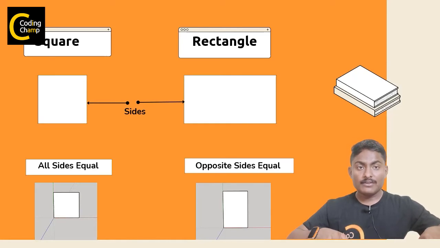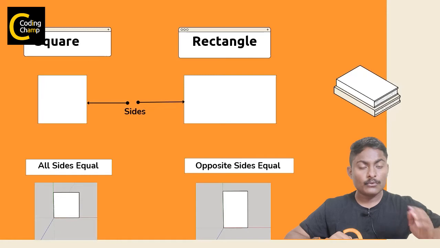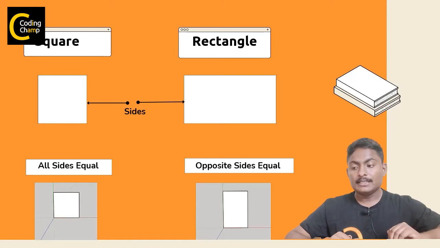Okay. And why are we calling it 2D? Because we can see only the length and breadth. We cannot see the height of this object. Okay. That's why these are called 2D shapes. Now we are going to design these 2D shapes in our software, Google SketchUp. Okay, so let's open it.